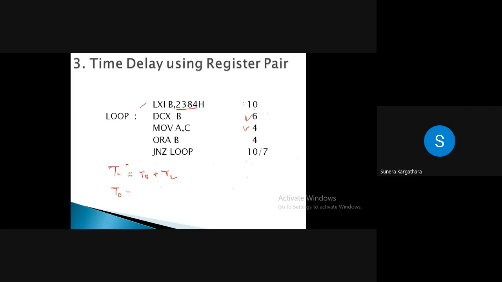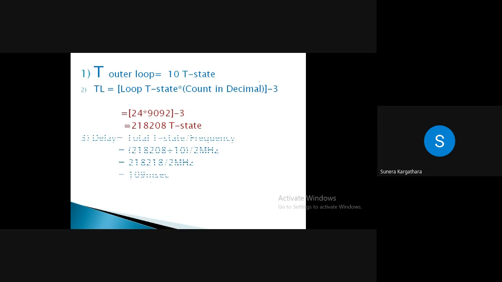In the outer loop there is only one instruction, which will take 10 T states, so 10 into t will be its equivalent time. Now to find the total delay, the outer loop is 10, the inner loop is 24 into 9092 into t. Whatever answer you get, that much delay you are able to generate by using a register pair. And if you calculate it, you will find for 2 megahertz frequency, it is around 109 millisecond, right?